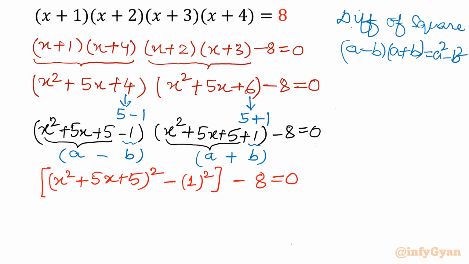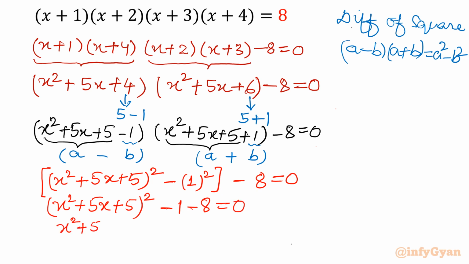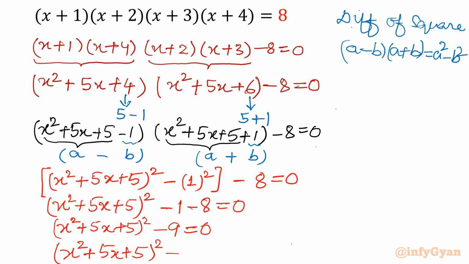Now let's open this square bracket. So I will write (x square plus 5x plus 5) whole square, now this is minus 1 minus 8 equal to 0. Again I will write (x square plus 5x plus 5) whole square minus 9, and 9 is 3 square.